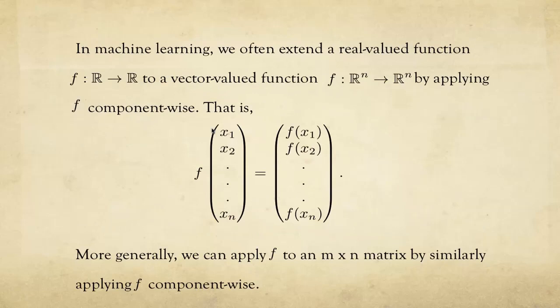We mentioned in the first lecture that if we have a function that takes real numbers and outputs a real number, we can extend that into a vector valued function from Rn to Rn by applying f component-wise or element-wise. So given a real valued function, we can extend it to a vector valued function by applying f individually to each of the entries of the vector x. We can do the same thing if the input is a matrix. Again, we just apply it component-wise.